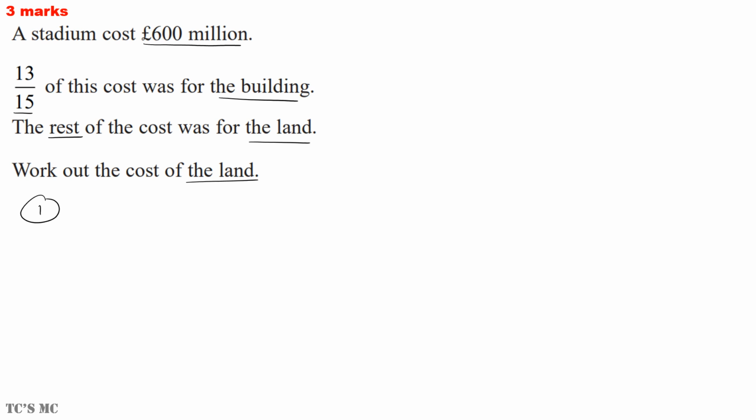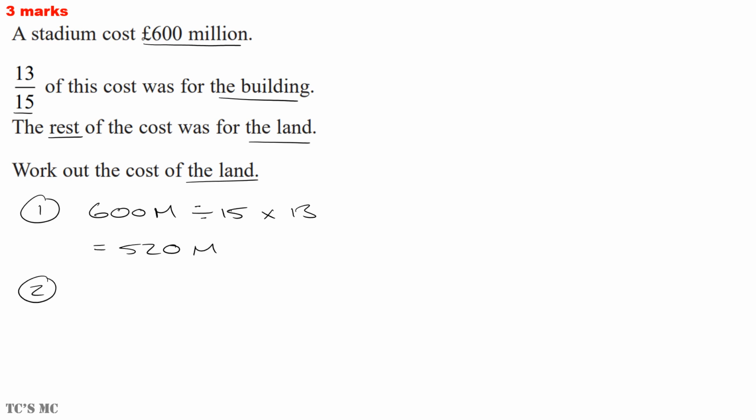Step 1, we need to work out 13/15 of 600 million. We need to do 600 million divided by 15 for 1/15 and then multiply that by 13 for 13/15. We now have 1 mark for writing this out. We end up with 520 million.